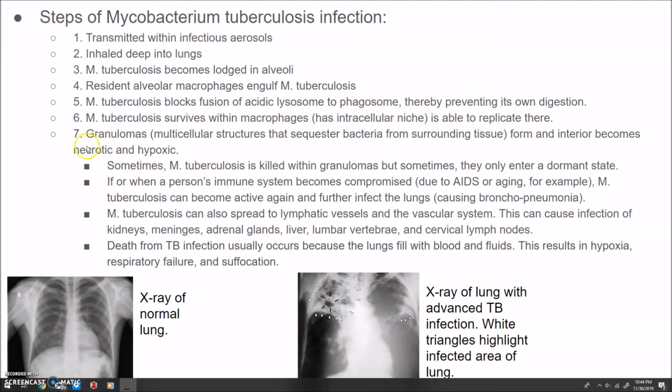It also can form granulomas, and granulomas are multicellular structures that sequester bacteria from surrounding tissue. Once they form, they can become necrotic inside and also hypoxic. Sometimes granulomas will be able to kill the M. tuberculosis, but sometimes it just makes the M. tuberculosis enter into a dormant state, and you can live some years like that. But if a person becomes immune compromised, this could be because of AIDS or aging, as an example, the M. tuberculosis can become active again, and then it'll further infect the lungs, which causes bronchopneumonia.